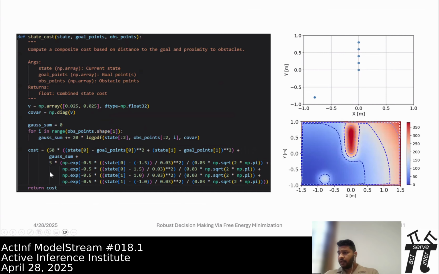When we compute this state cost function for the entire grid, this is what our function looks like. You can see that you have a very high value when you're far from the goal, and you have very high values near the obstacles and around the boundaries.